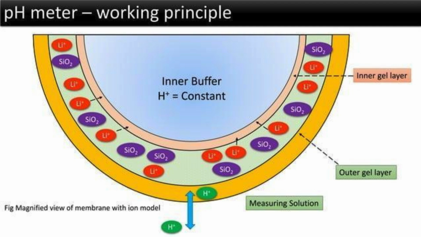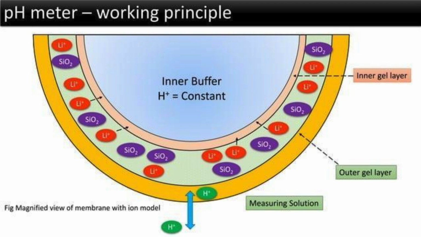When this membrane comes into contact with a measuring solution, the hydrogen ions in that solution interact with the outer gel layer, swapping places with some of the lithium ions. It's this ion exchange across the membrane that generates the electrical potential we measure.